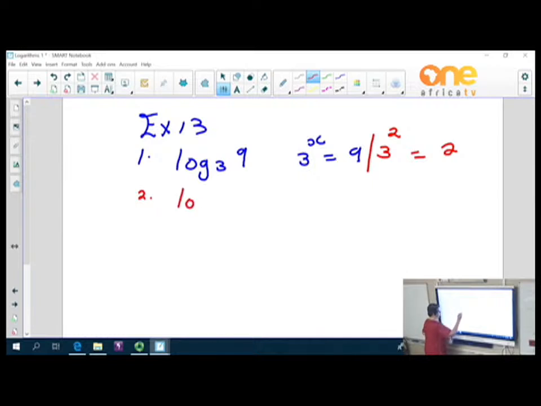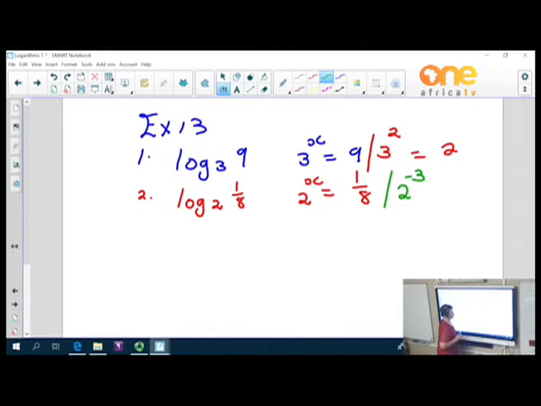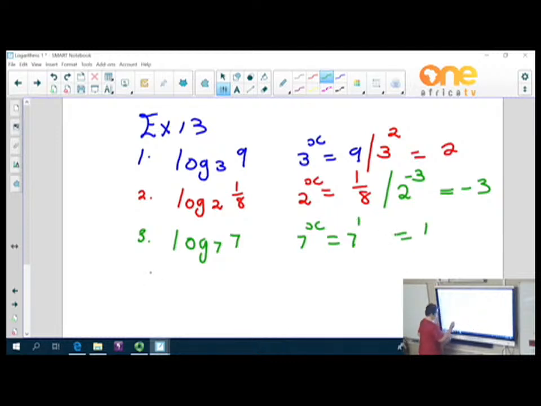Number 2, log base 2 of 1 over 8. Write it in index notation. 2 to the power of what is 1 over 8. Now I need to change it to the same base. This one is 2 to the power of -3. So your answer is -3. Number 3, log 7 of 7. We looked at these ones just now. If it's the same one there, 7 to the power of what is 7 to the power of 1. So the answer is 1.